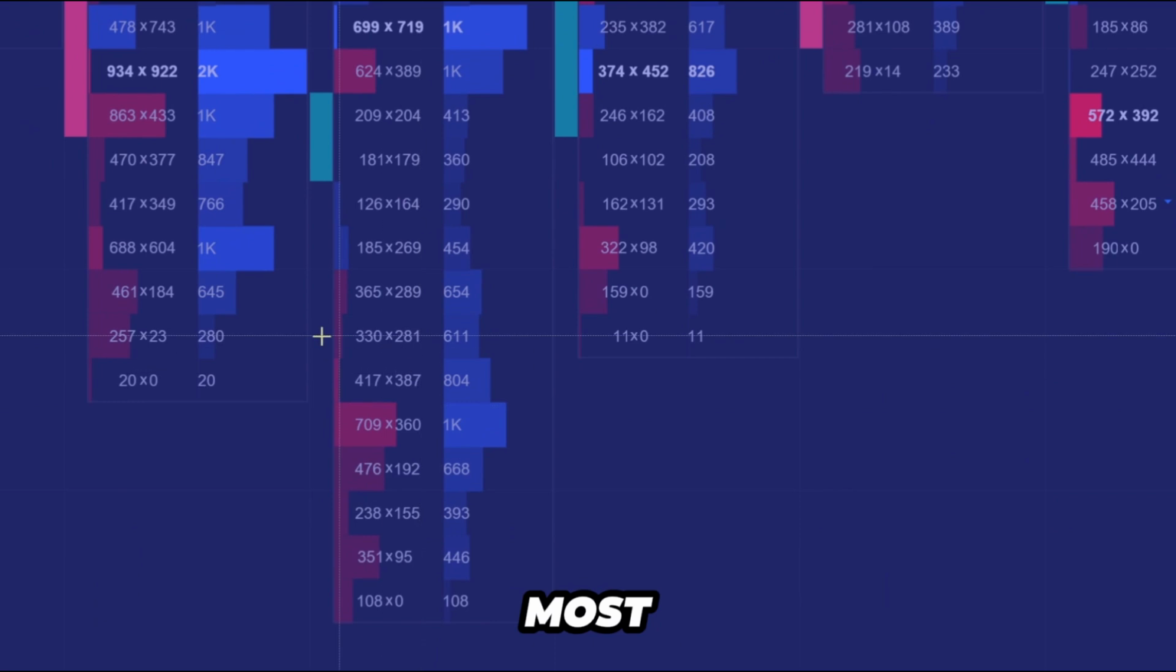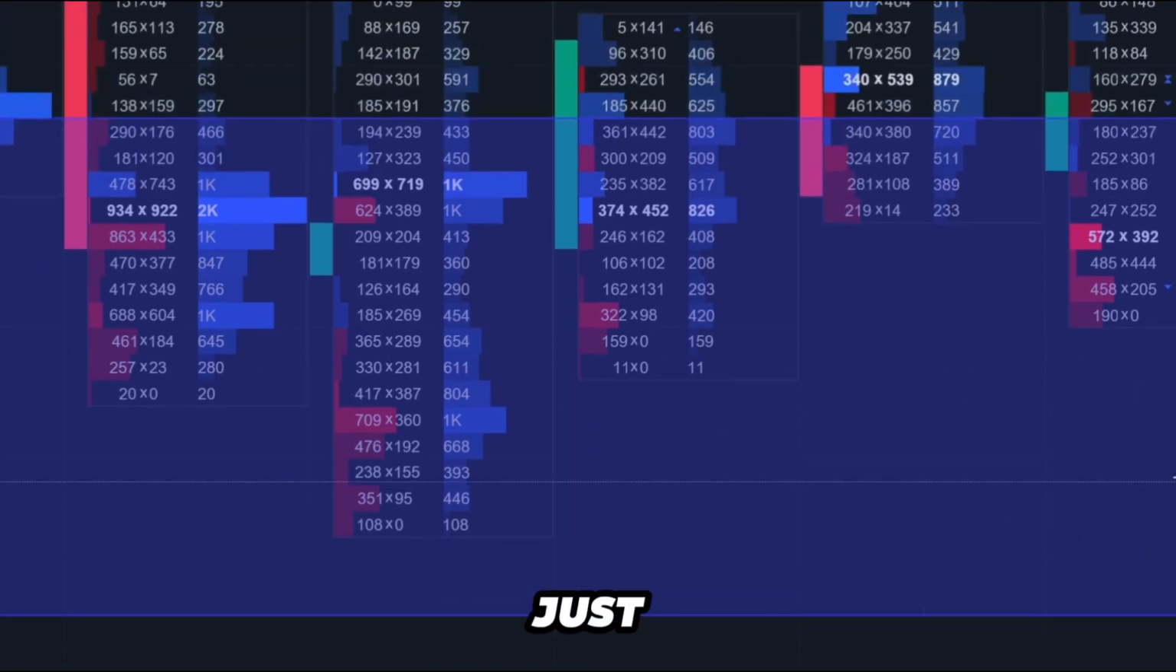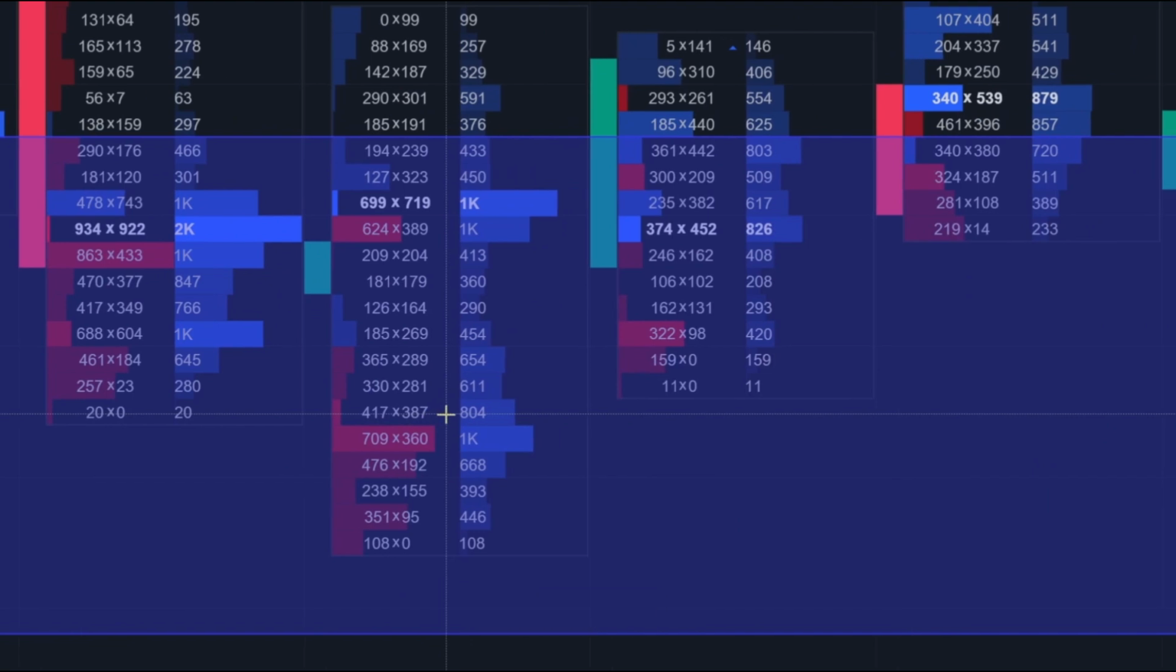Let's read the most bottom candle. We have 257 for 23. We have 706 for 360, right? 467 for 92, and all the way at the bottom we have 108 for 0. So just by reading these 2 candles over here, in fact we can do this for a third candle. We have 322 for 98, 159 for 0, and 11 for 0. So we see a ton of negative delta, right?